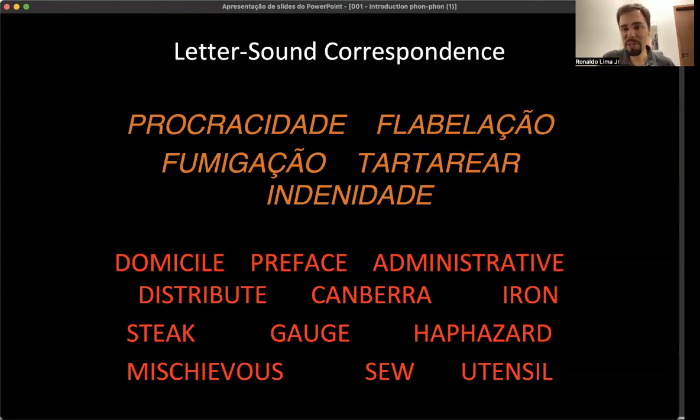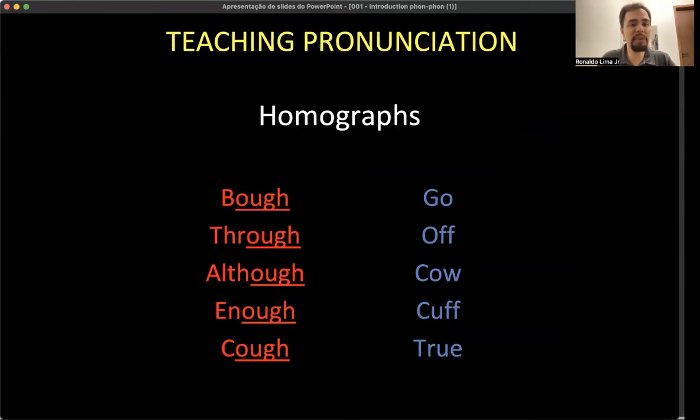Next one, because of the PH combination, some people want to say "fa" for this combination, but it's haphazard. The next one, the traditional pronunciation should be "mischievous." Even though I'm not sure if it's John Wells or David Crystal, I think it's John Wells, has registered native speakers saying "mischievous" also, right? The next one, because of the EW combination, some people want to say "su," but it's "so," like costurar, to sew. And the last one, utensil, right? Not "utensil," as most Brazilians would say. So just to illustrate a few words that are commonly mispronounced, okay?